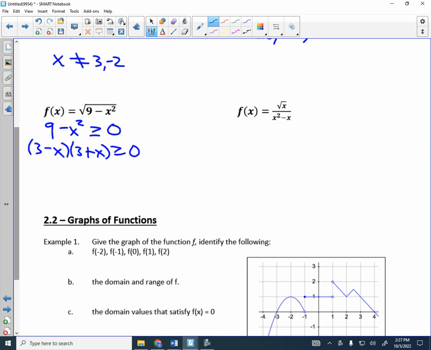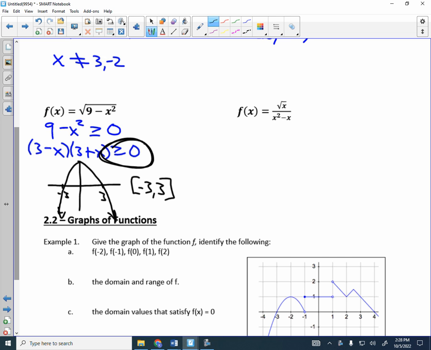We will go ahead and draw our graph. It crosses through negative 3 and positive 3. Is this parabola right side up or upside down? Due to the subtraction sign in front of the x squared, it is upside down. Am I looking for where it is above the x-axis or below the x-axis? So that would be from negative 3 to positive 3. You good? And we'll skip the last one. That was a little bit of review. Okay?